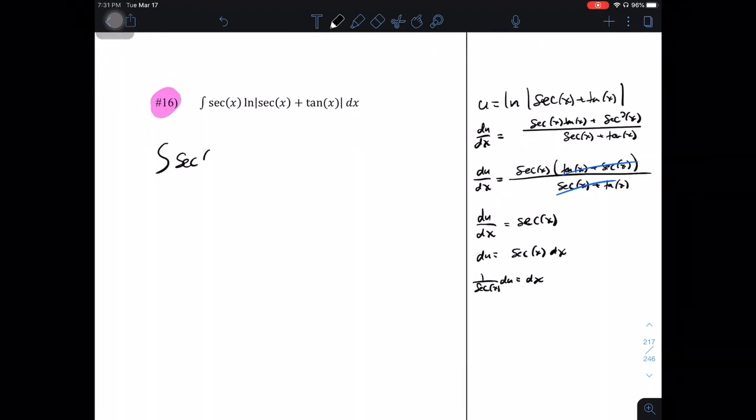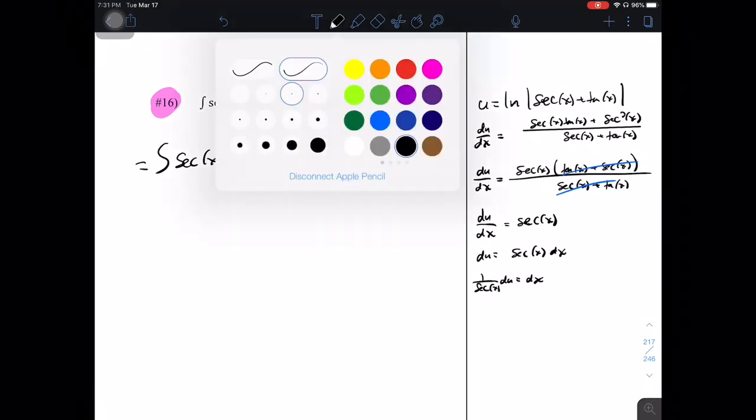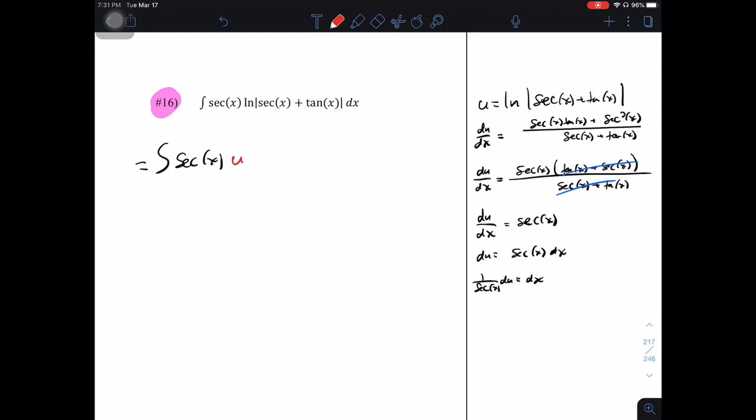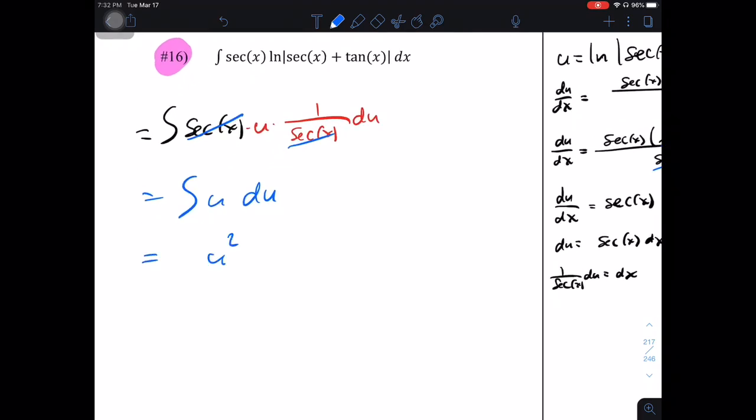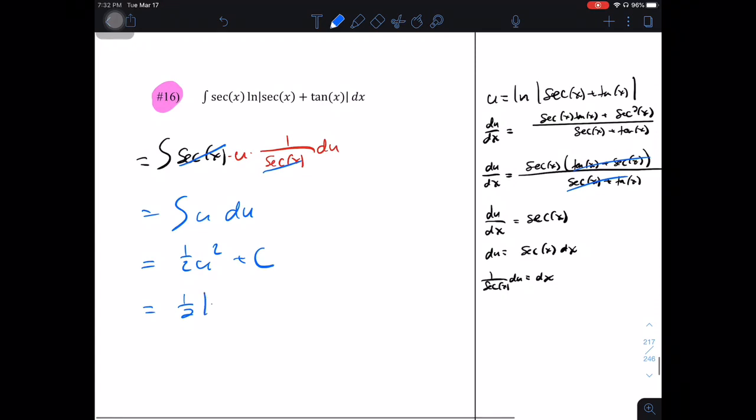So integrating, we got secant of x. We're going to replace natural log of the absolute value of secant of x plus tangent of x with u. And dx, I'm going to replace with 1 over secant of x times du. Secants cancel. All we are integrating now, conveniently, is u, with mad props to u. Add 1 to the exponent, multiply by the reciprocal, add your arbitrary constant, resubstitute in for u, and you got this bad boy integrated. How about that, y'all?